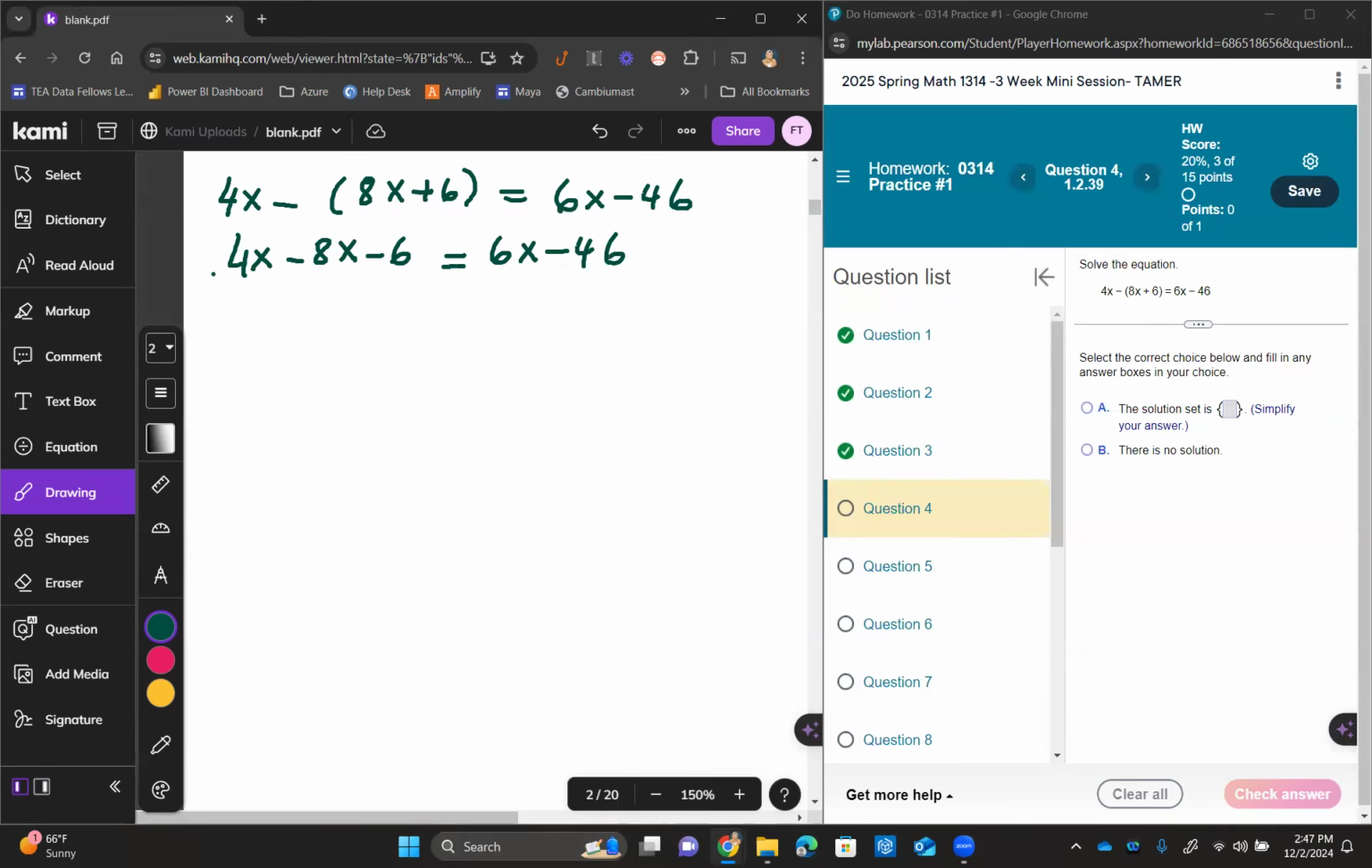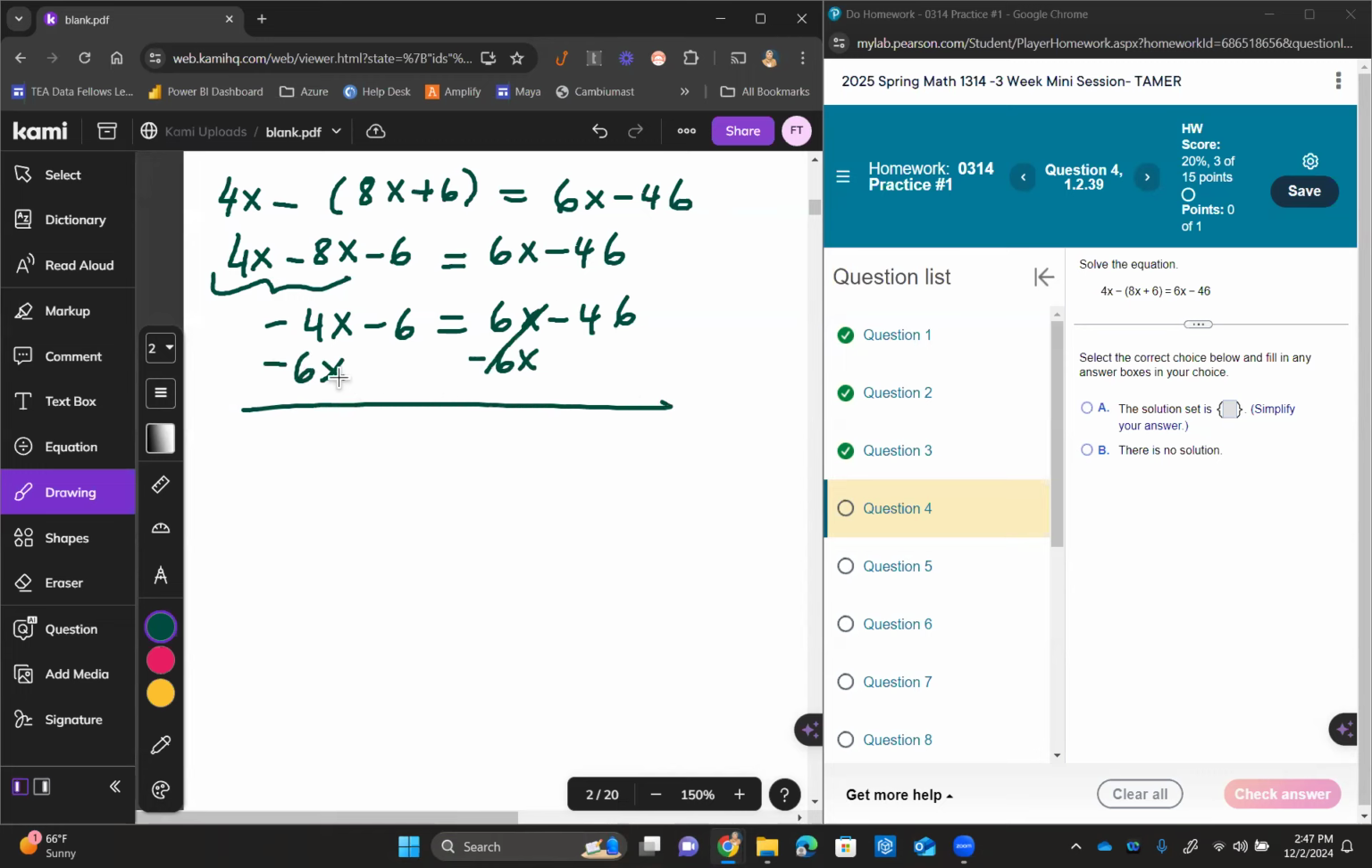Now on the first side, I can combine the 4x and negative 8x. That makes a total of negative 4x. Minus 6 is equal to 6x minus 46. And now let's just subtract 6x on both sides. So we can have all the x's on one side. Both of them are negative, so I need to add them up, which becomes 10x. And their common sign is negative, so it will be a total of negative 10x. Bring down the minus 6 and make it equal to a negative 46.